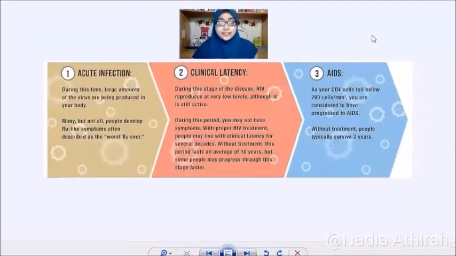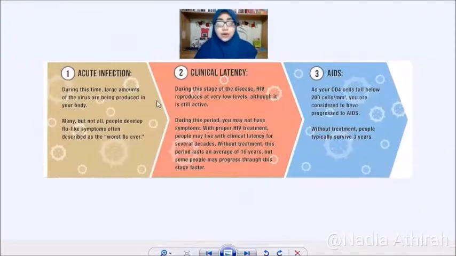Hello everyone, so today I'm going to share on the stages of HIV. HIV has 3 stages, the first one is the acute infection, the second is the clinical latency, or what we call chronic HIV infection, and lastly is AIDS. During these stages, large amounts of virus are being produced in our body.